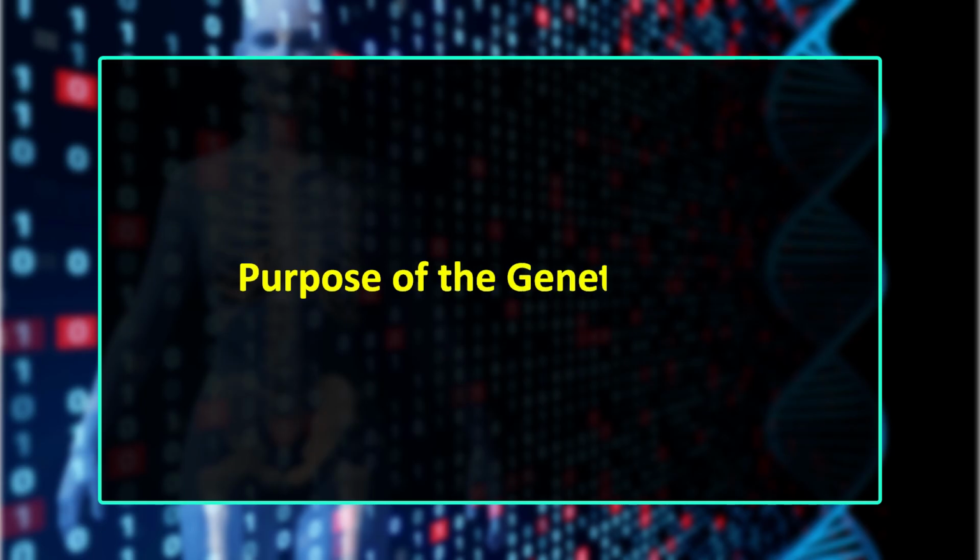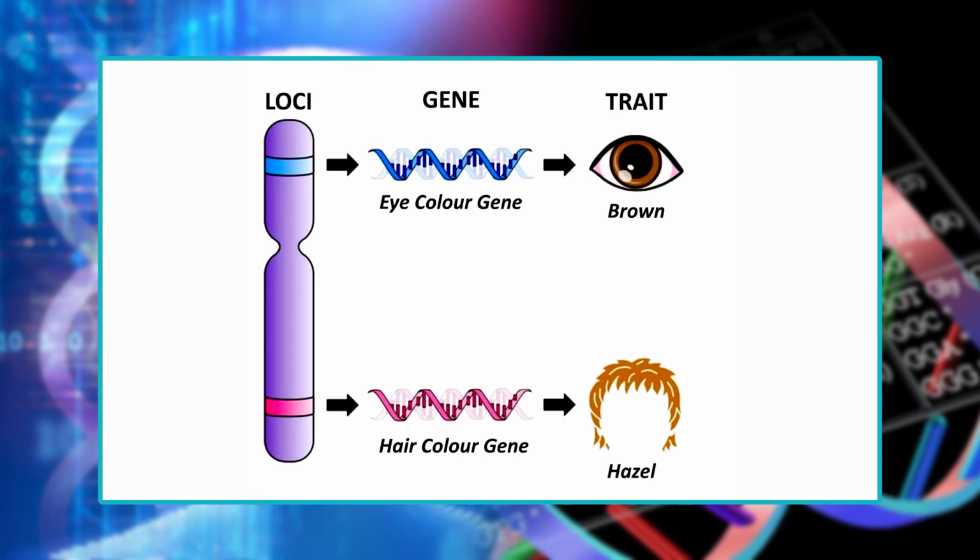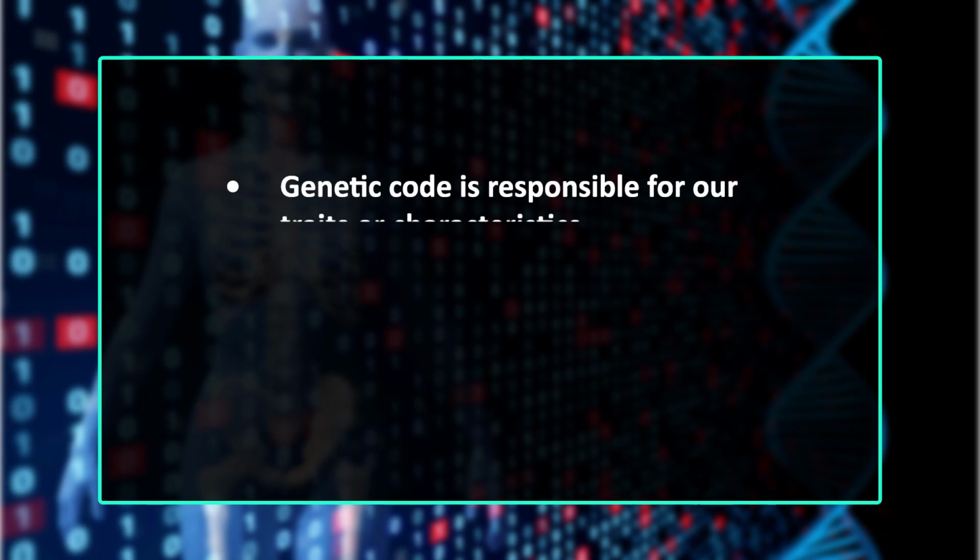Dear students, let's now discuss the purpose of the genetic code. Genetic code can be defined as the set of certain rules using which the living cells translate the information encoded within the genetic material, that is the DNA or mRNA sequences. Genetic code refers to the instructions contained in a gene that tell a cell how to make a specific protein. A gene is a portion of the DNA that codes for a trait or a character. Genetic code is responsible for our traits or characteristics.